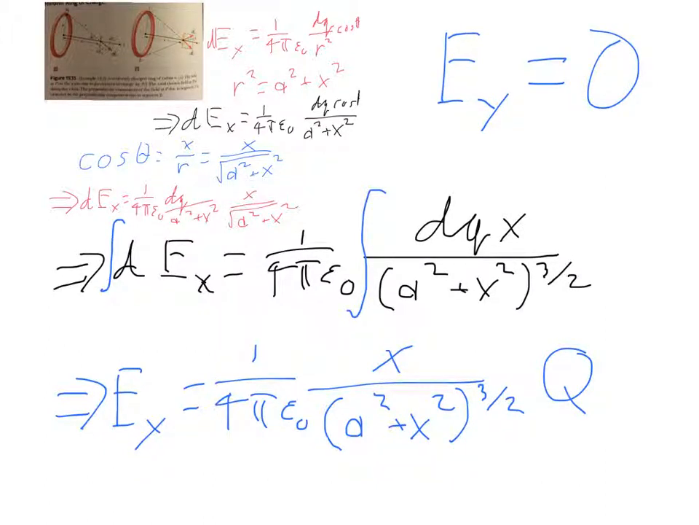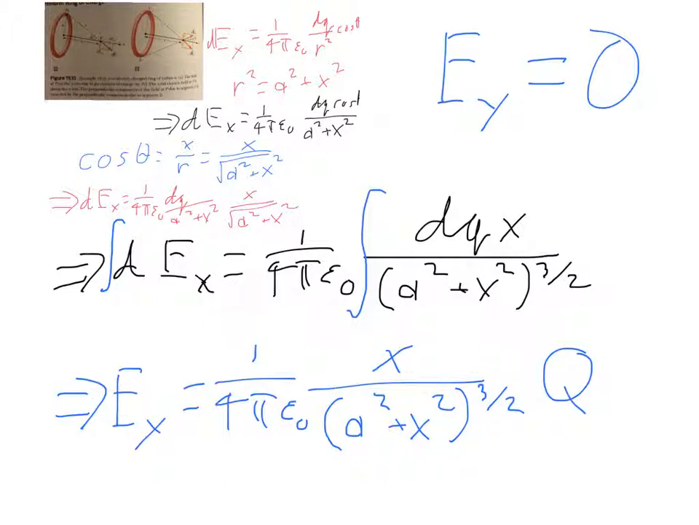Now, there's one last thing to consider. Remember that a was the size of the ring. So what happens if the ring becomes very, very large? Well, in that case, the denominator in our electric field equation in the x direction grows, so we have x divided by something that's growing really, really big. So in that case, we'd have nothing, which kind of makes sense. That means that our source of charge is infinitely far away, and it's not going to bother us.